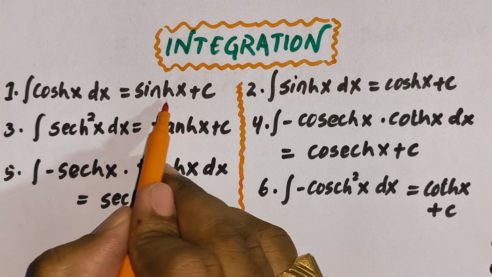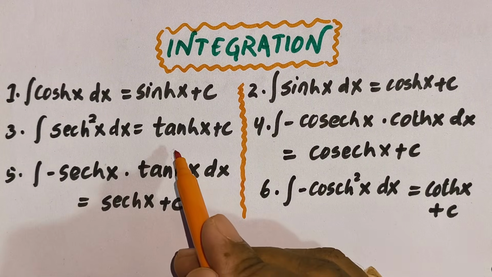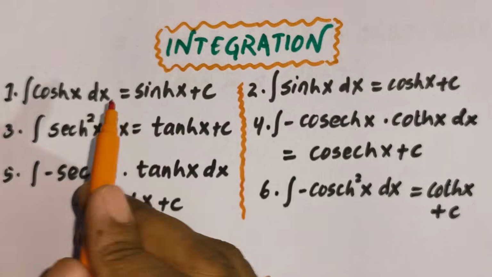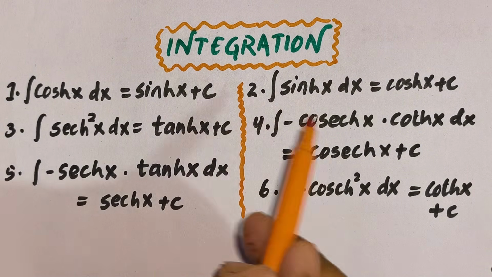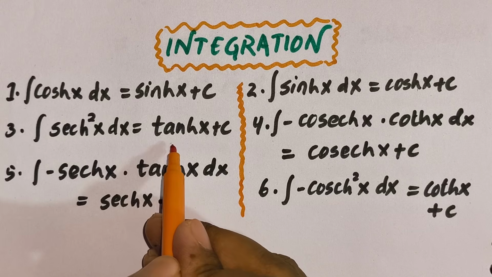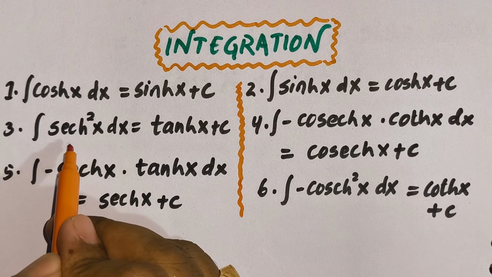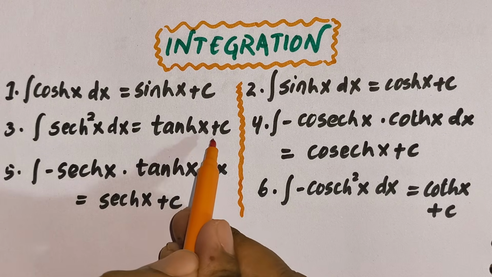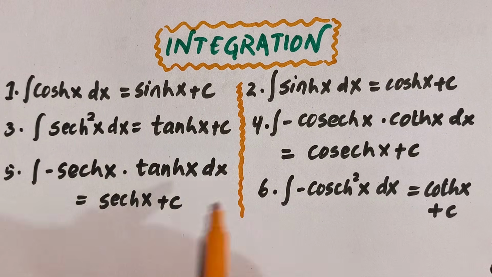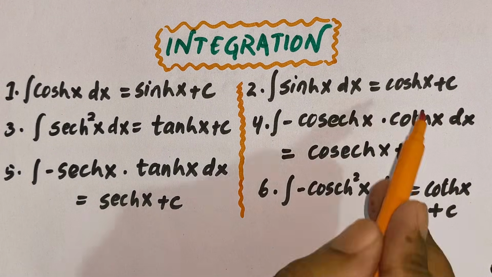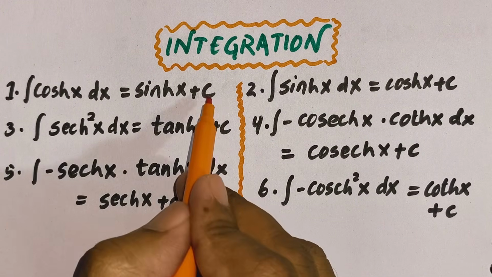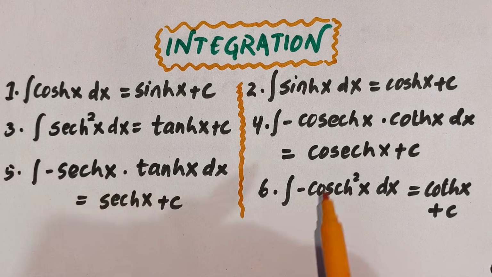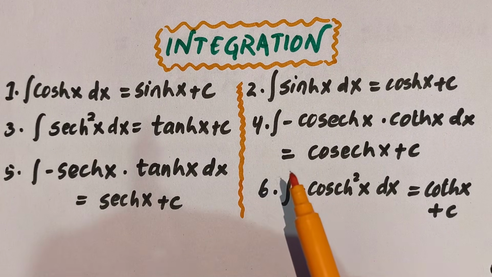We already know the derivatives of hyperbolic sine, hyperbolic cosine, hyperbolic tangent, hyperbolic cosecant, secant, and hyperbolic cotangent. We have seen the derivative of hyperbolic tangent is hyperbolic secant square. So the integration of hyperbolic secant square is hyperbolic tangent plus c, just the reverse. We will add one arbitrary constant to each function in integration. So c are arbitrary constants. So these are 6 basic integration formulas for hyperbolic functions.